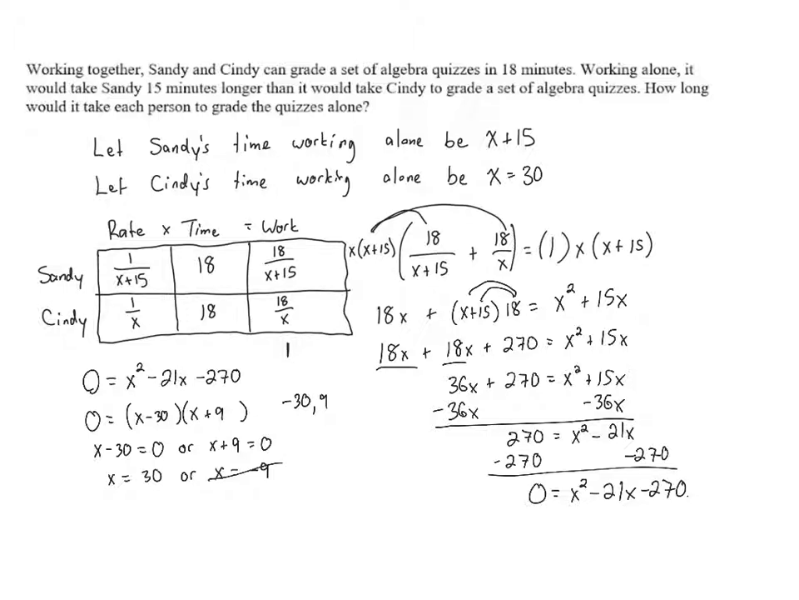So that means Cindy can grade the algebra quizzes in 30 minutes. And Sandy's time is X plus 15. So 30 plus 15 is 45 minutes. And we need to answer the question that we were asked. How long would it take each person to grade the quizzes alone? It would take Sandy 45 minutes and Cindy 30 minutes.